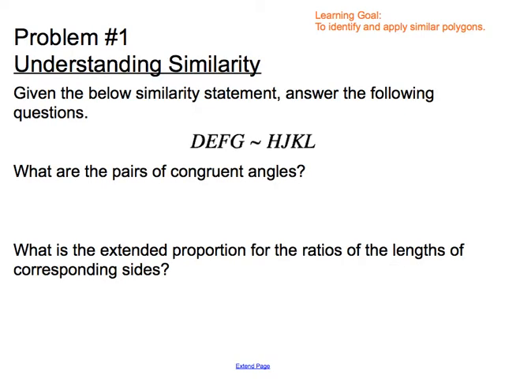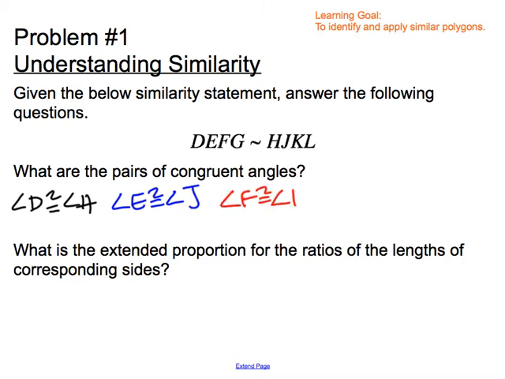So in order to understand similarity, we need to be able to understand which pairs of angles are congruent, and to be able to write the extended proportion for the ratios of the lengths of the corresponding sides. As far as the pairs of congruent angles are concerned, this is positional. So angle D, which is first position, is congruent to angle H. Angle E is congruent to angle J. Angle F is congruent to angle K. And finally, angle G is congruent to angle L.